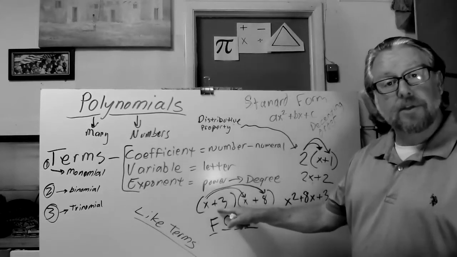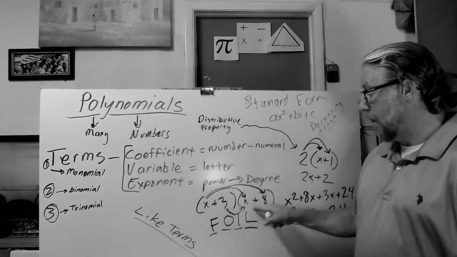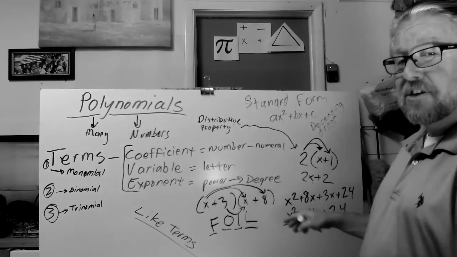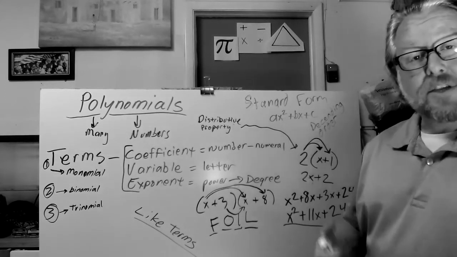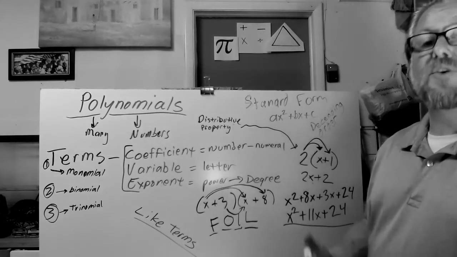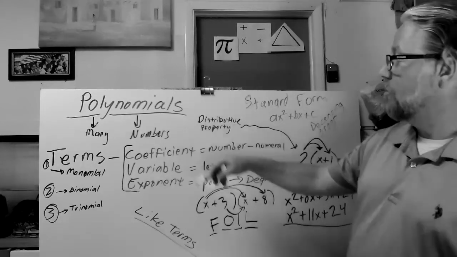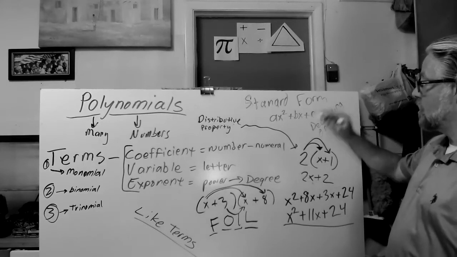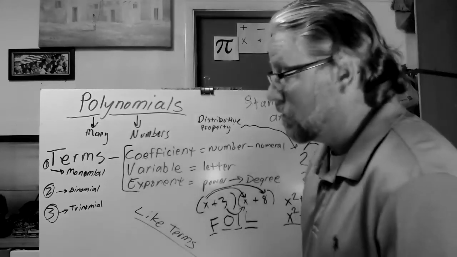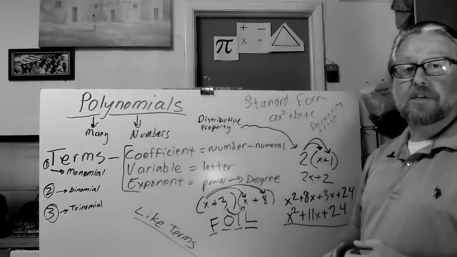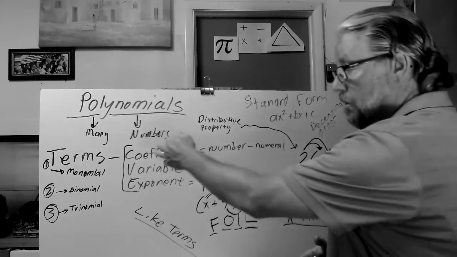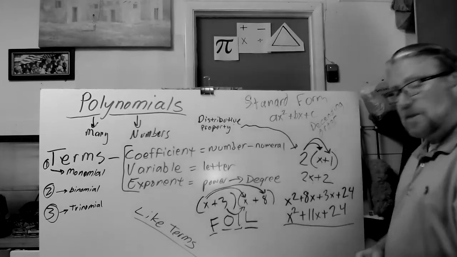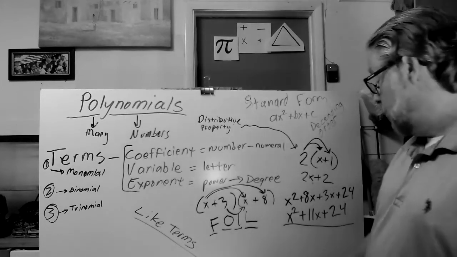This is a binomial. There's two terms, x and 3. This is a binomial. There's two terms, x and 8. This is how we multiply them together. This is jumping a little bit ahead. But like I said, this is more of a vocabulary lesson, learning words and what they mean. Polynomials, distributive property, standard form, which tells us descending order. Terms, made up of coefficients, variables, and exponents. Monomial, binomial, trinomial. Like terms, that's how you add and subtract polynomials.